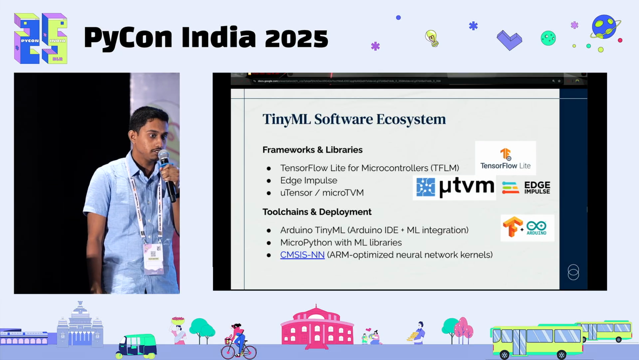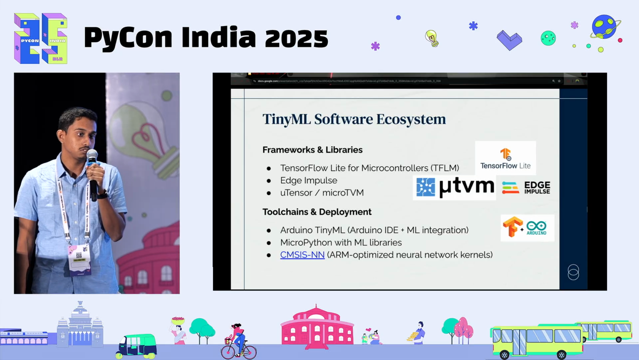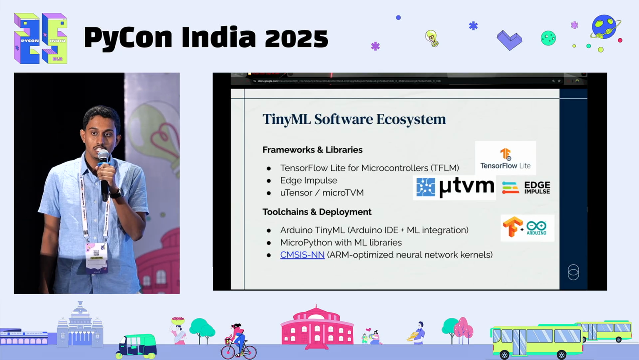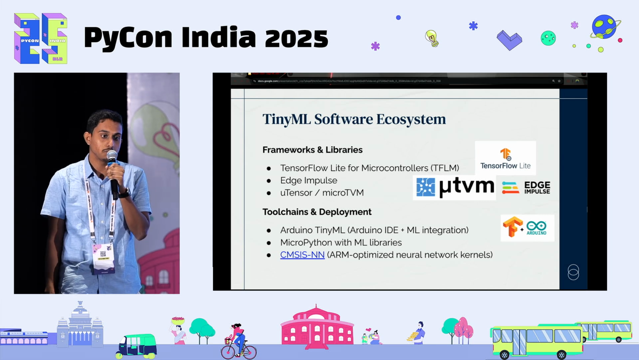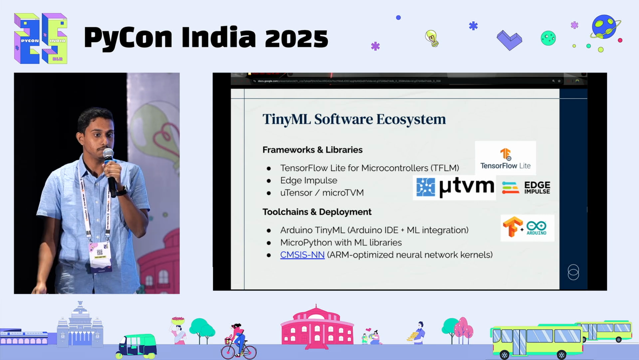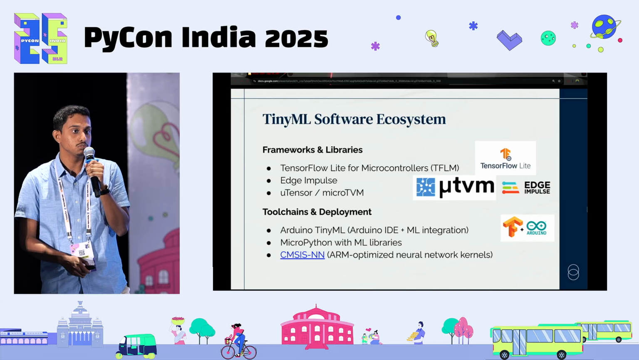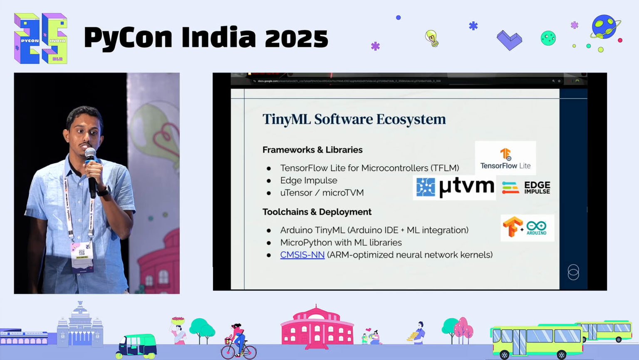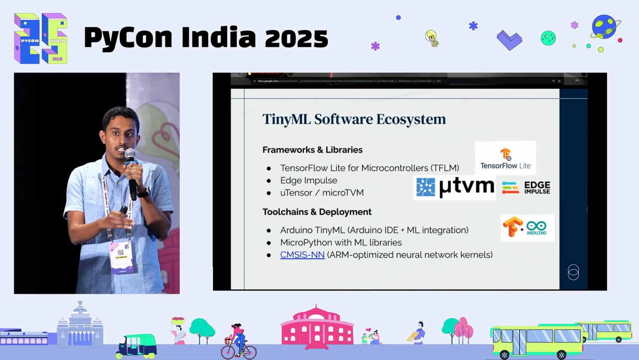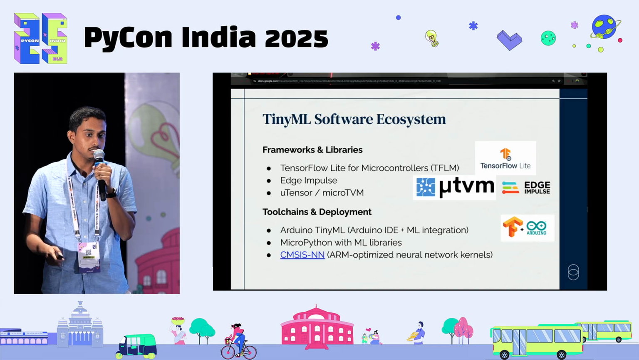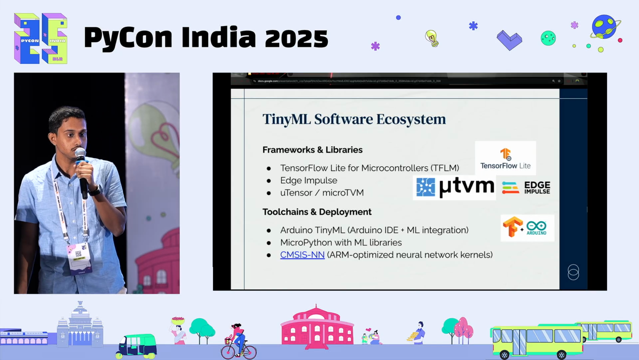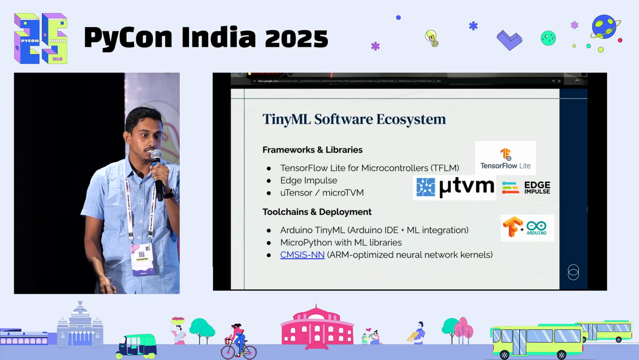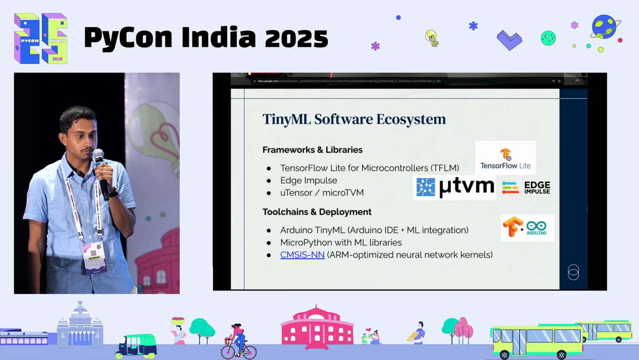Now let's have a quick look at the TinyML software ecosystem, because this is the one that we'll be using. The most popular one here is TensorFlow Lite for microcontrollers. Then you have Edge Impulse, which provides you an end-to-end framework. What you can do is essentially take your data, train it, quantize, convert, and deploy without needing to follow the manual process. You also have emerging trends like uTensor or MicroTVM.